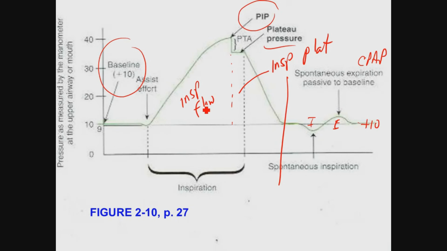And for those geeks out there who want to be ahead of the game, if I combine a mechanical breath with a spontaneous breath so that we're allowing both to occur, that's got a fancy name called SIMV. You may or may not remember that. Synchronized intermittent mandatory ventilation. More on that later.